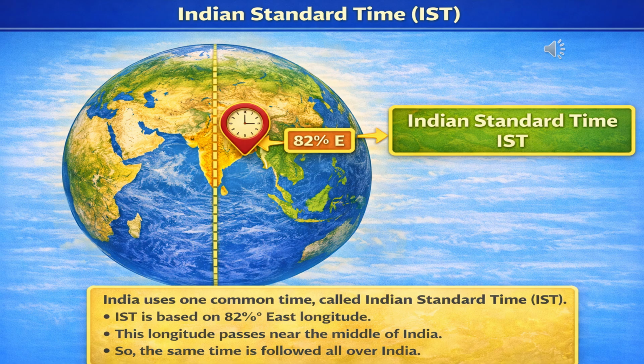India uses one common time, called Indian Standard Time, IST. IST is based on 82½ degrees east longitude. This longitude passes near the middle of India. So the same time is followed all over India.